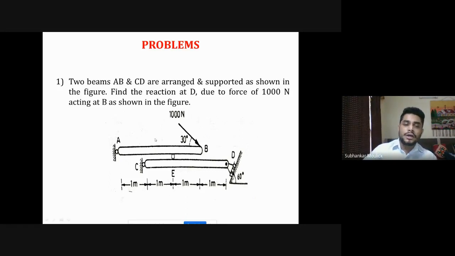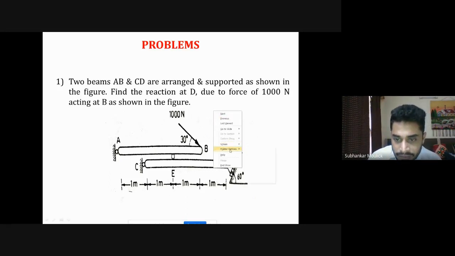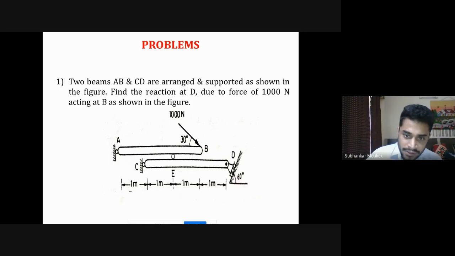So let us draw the free body diagram of both the beams, beam AB and beam CD, separately. If I draw the free body diagram of beam AB, you can say that this 1000 Newton load is acting at a 30-degree angle at point B. So it will have two components. One component will be along the y-axis in this direction. Another component will be along the x-axis in this direction.